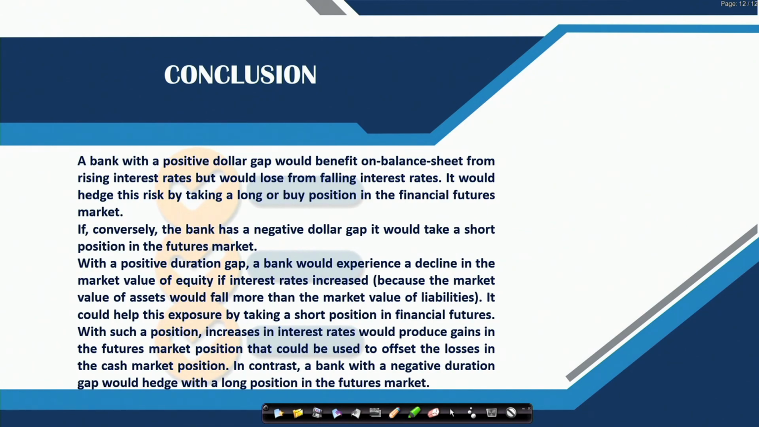With a positive duration gap, the bank would experience a decline in the market value of equity if interest rates increased. Then it would hedge this exposure by taking a short position in the financial futures. And again, a bank with a negative duration gap would hedge with a long position in the futures market.